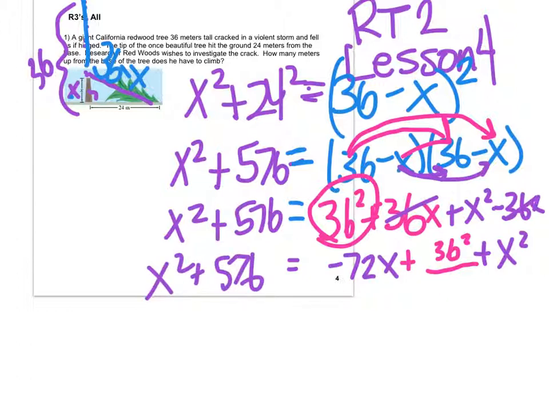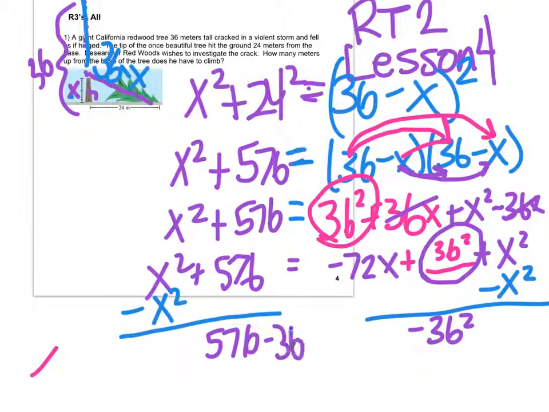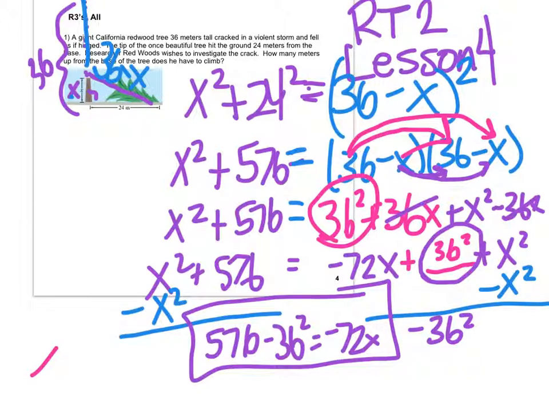And now I want to start collecting my terms. So I know I've got an x squared over here. I want to subtract the x squared here from this side. But if I do it to one side, I must also do it to the other. That leaves me on the left with the number 576. I have a sneaky suspicion I'm going to want to get this to the other side. So I know I'm going to want to subtract 36 squared, whatever that turns out to be. And that will equal negative 72x. This equation right here is one that I know you can all solve.